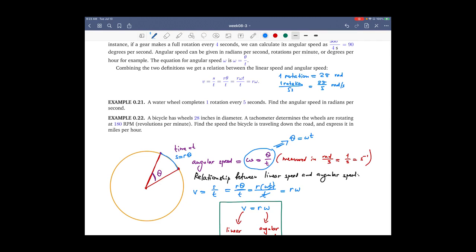Or if you wanted to express this in degrees per second, for instance, because 2 pi is 360 degrees, that would simply be 72 degrees per second. Every second, we sweep an angle of 72 degrees.